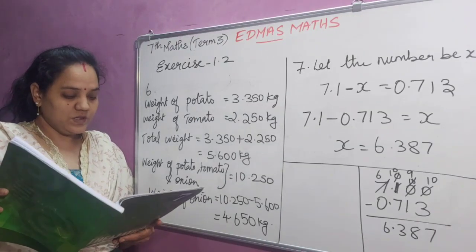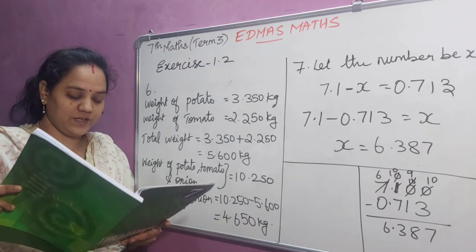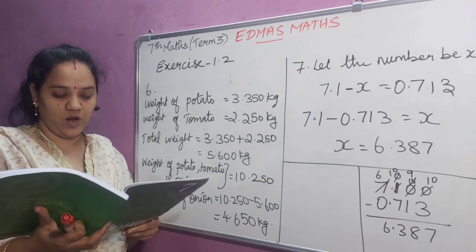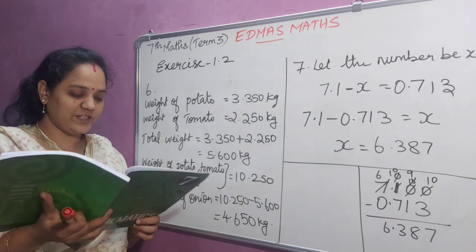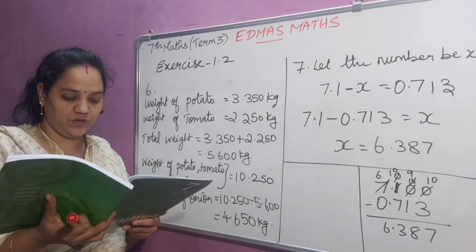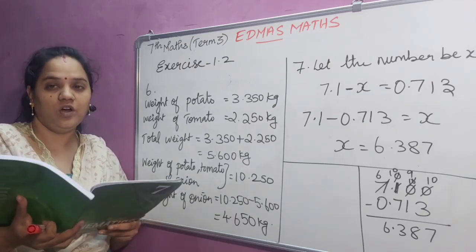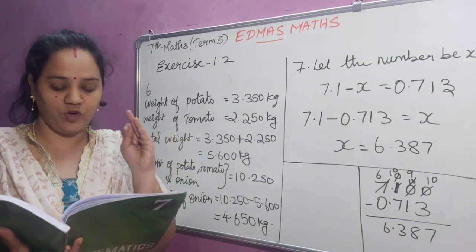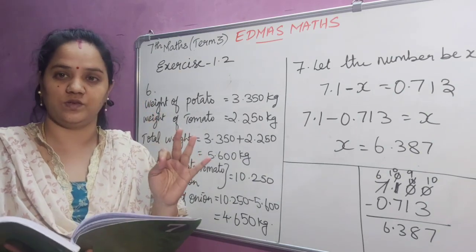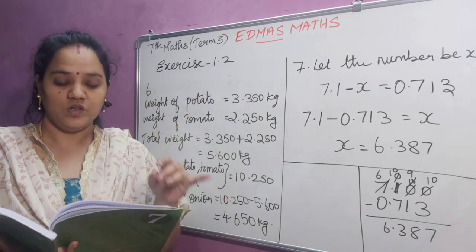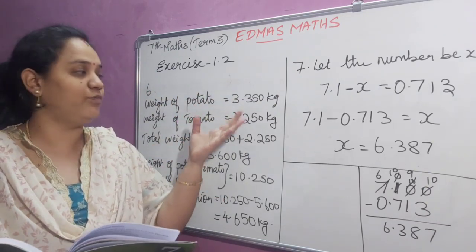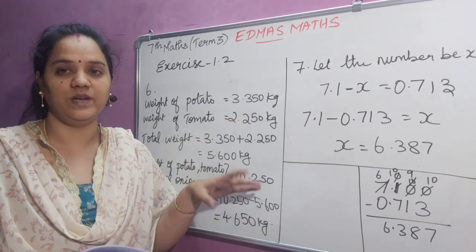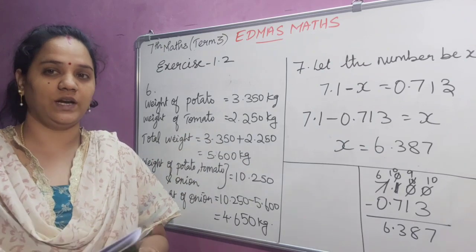Sixth problem. Sulaiman bought 3.350 kg of potato, 2.250 kg of tomato and some onions. If the weight of the total items is 10.250 kg, then find the weight of onions. Okay, what they have given is the weight of potato, the weight of tomato, and he bought some onions also. The total weight is also given. So what we can do is add the weight of potato and tomato and subtract that from the total amount, and we will get the weight of onion. That is what I have done here.